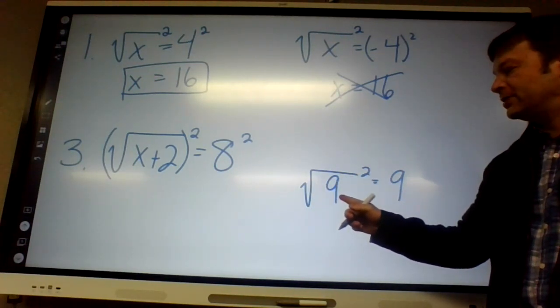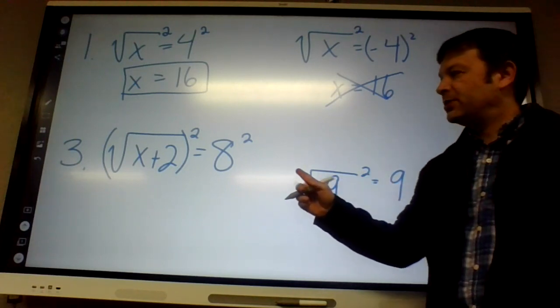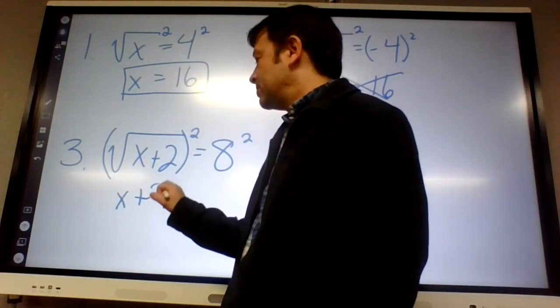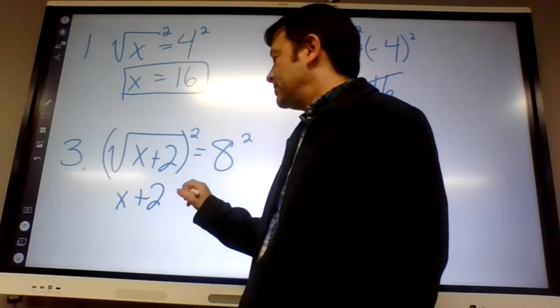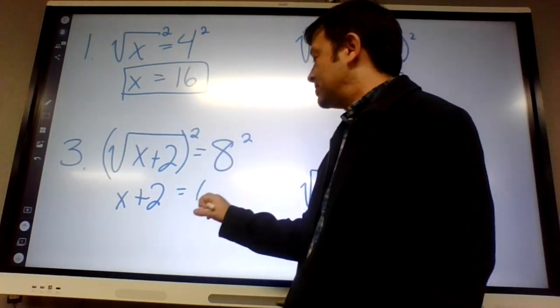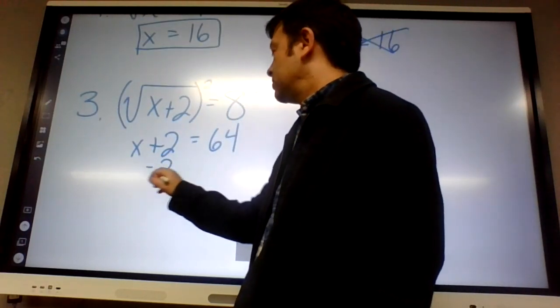Do you guys follow that? Yeah. Square root of 9 is 3, 3 squared is 9. So what's this going to become? It's x plus 2. Got it? So we don't really have to do anything. 8 squared though is 64. So then it's 62.